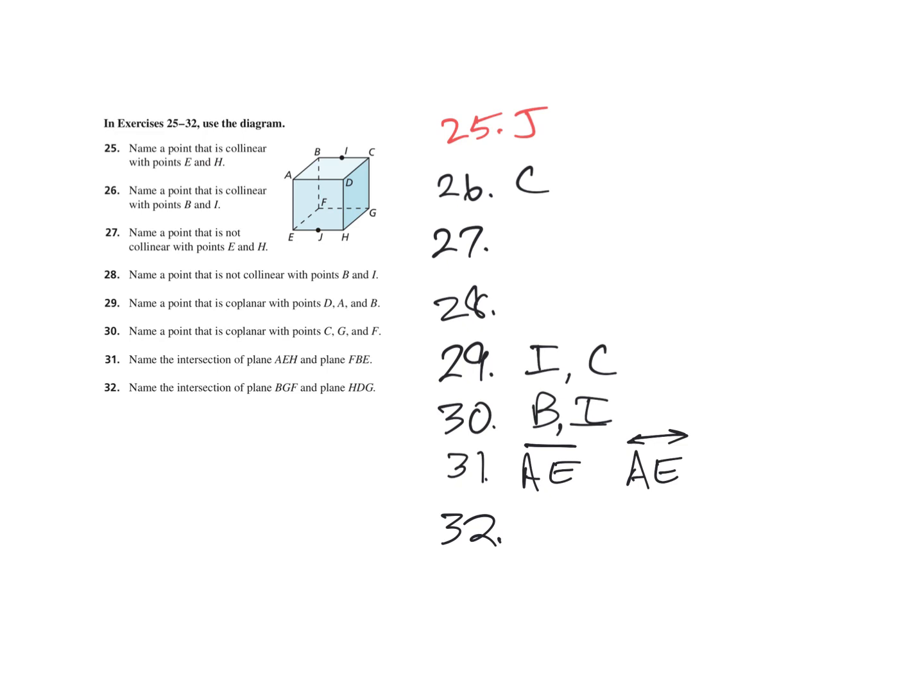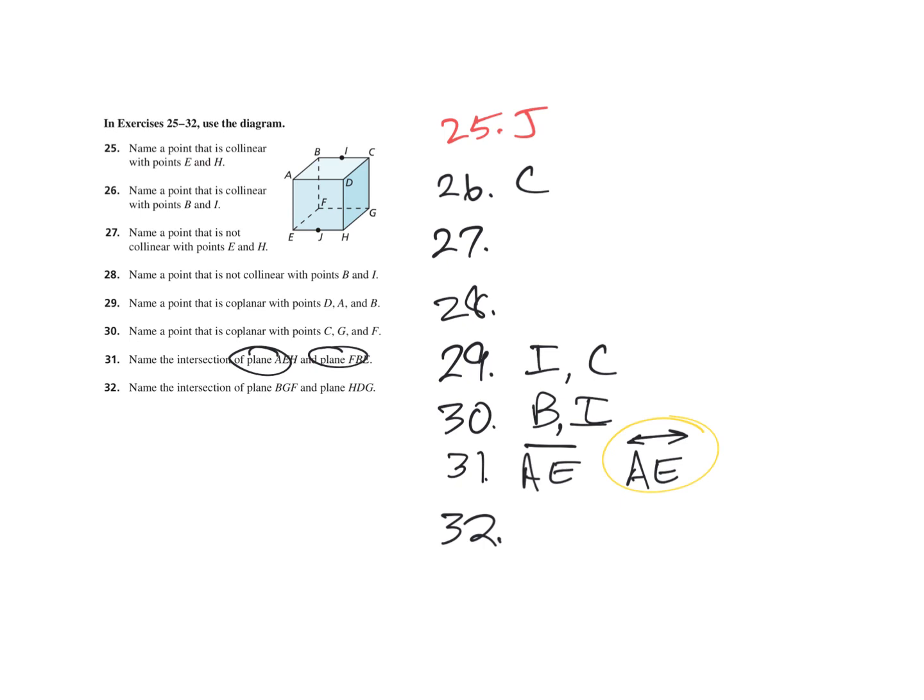32. Name the intersection of plane. Go back to 31. Since it's saying a plane and a plane intersect, remember planes go on forever. So the proper answer is really line AE. So be careful when you're reading this. I'm not going to count it wrong if you said segment AE, because that's what's in the picture.